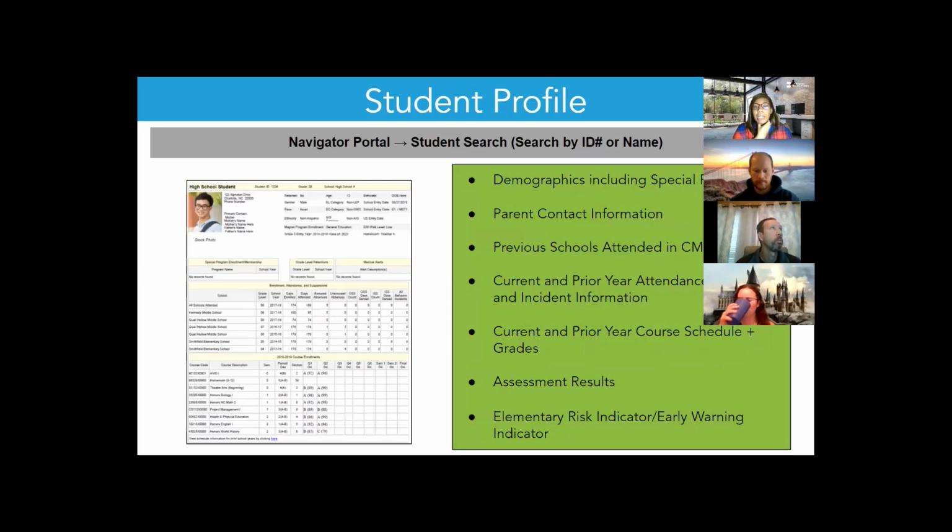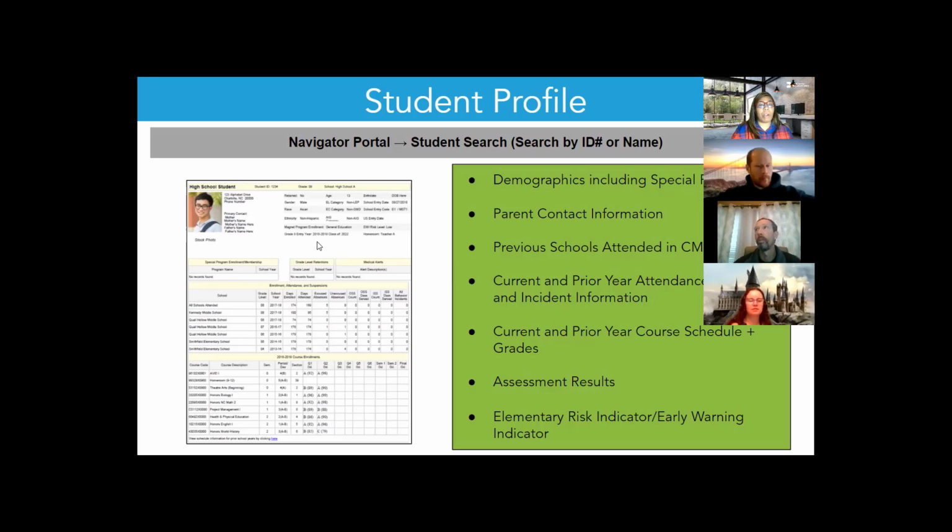And so you're going to get demographic information, parent contact information, previous schools attended, right? So has the student been transient? Have they been pretty stable at the same schools? Current and prior year attendance and incident information, current and prior year course schedules and grades, assessment results, and then you're going to get their risk indicators. All right, so elementary risk indicators for elementary school, or early warning indicators for middle school and high school.